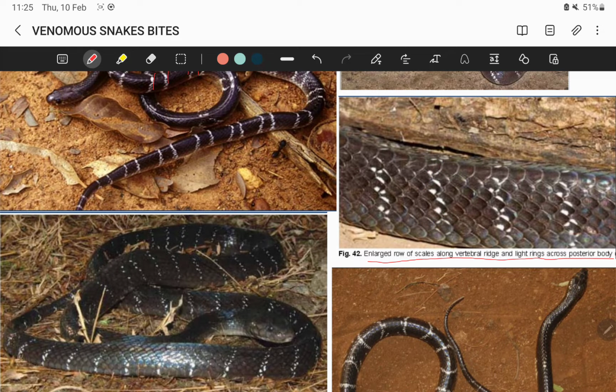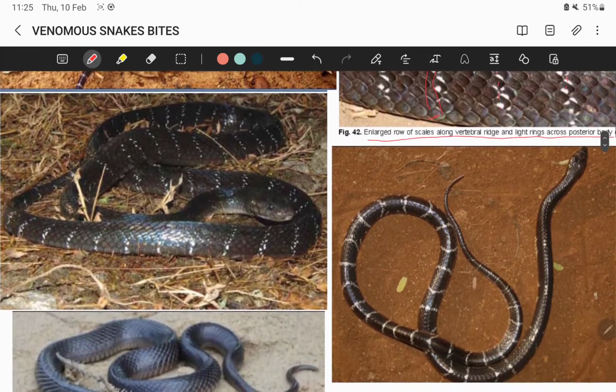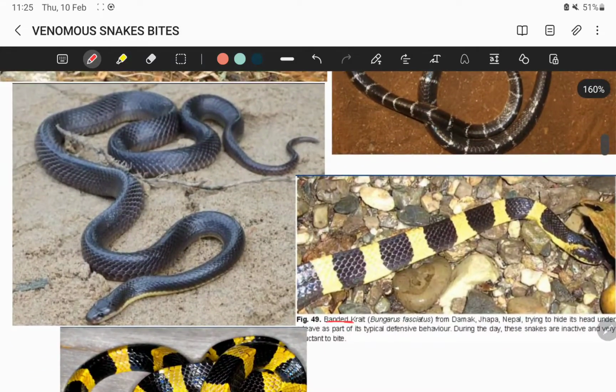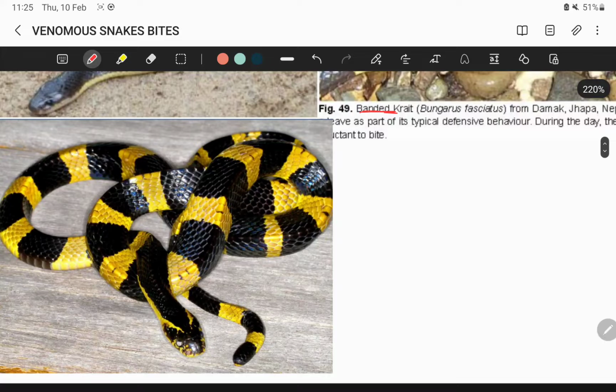So ventral scales and vertebral scales, right? These are all along the vertebral ridge, and there are light rings across the posterior body. So you can see that this is a common krait. But if there is something like this, then this is a banded krait.